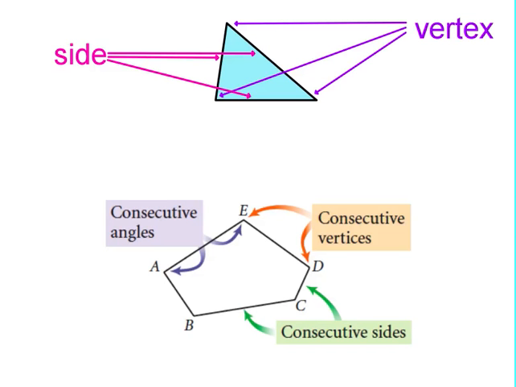A little bit about consecutive. We have consecutive angles, which are angles right next to each other. Then you have consecutive vertices, vertices right next to each other, and consecutive sides right next to each other. So consecutive, remember, just means next to each other.